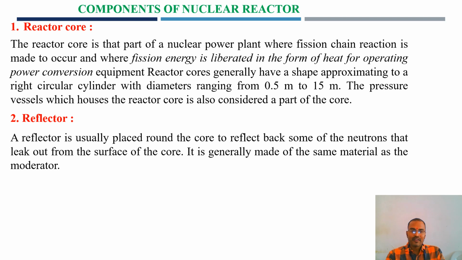Reactor core. The reactor core is that part of a nuclear power plant where fission chain reaction is made to occur, where fission energy is liberated in the form of heat for operating power conversion equipment. Reactor cores generally have a shape approximating to a right circular cylinder with diameters ranging from 0.5 meter to 15 meter. The pressure vessel which houses the reactor core is also considered a part of the core.